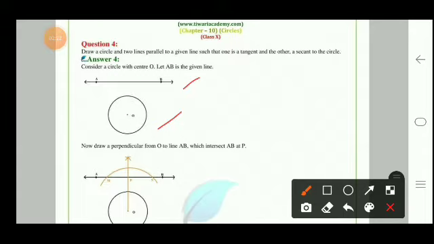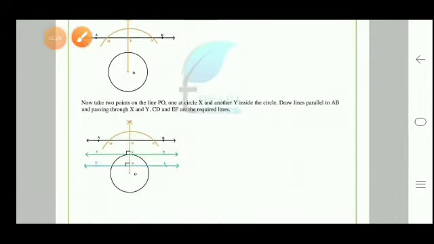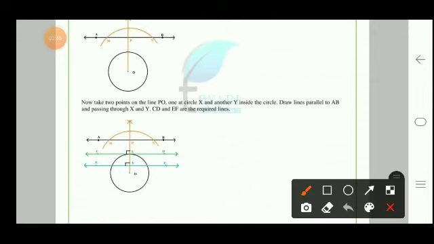Now there is no common point, so we draw a perpendicular from point O to the line AB which intersects AB at P. So we can see what we have done here. First we have drawn a line which is away from the circle, then we are drawing a perpendicular. Now taking 2 points on the line PQ, one on the circle, X, and another, Y. So we can see X and Y here.